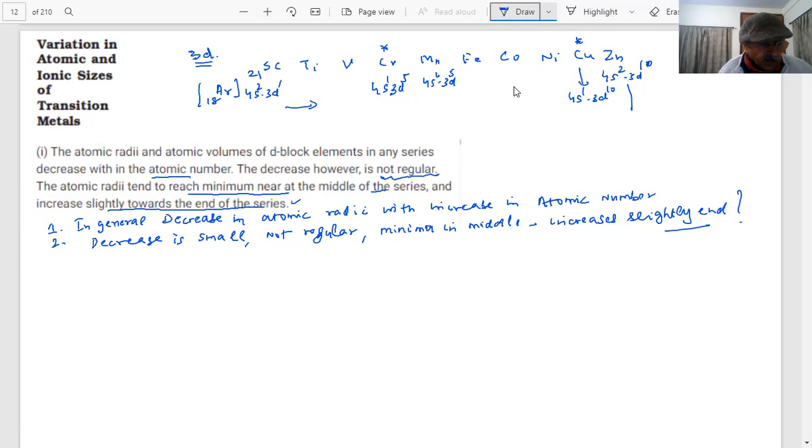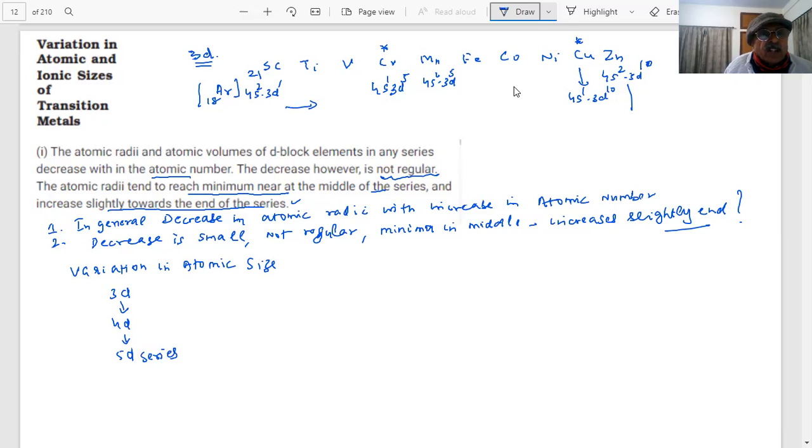This is an important point, student. What is the most important point here? A further important thing is the variation in atomic size, where an important question is going to be there in the exam, when you move from 3d to 4d series, students, and 4d to 5d series.